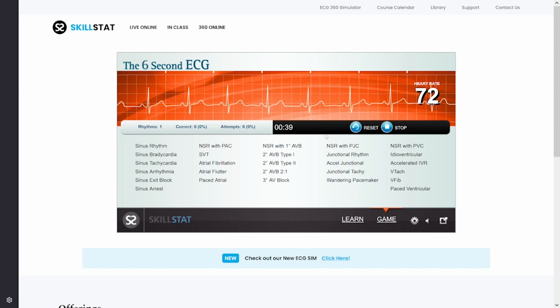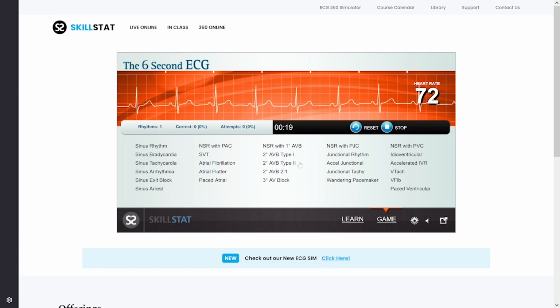And what do we note about this rhythm right away? Well, we can see that the heart rate is at 72 beats per minute. We can see that we have an upright P wave. There's only one P wave. It matches with the QRS complex. The QRS complex is nice and tight. The P wave is less than 0.2 seconds. I can tell by just glancing. It's less than one big box away.